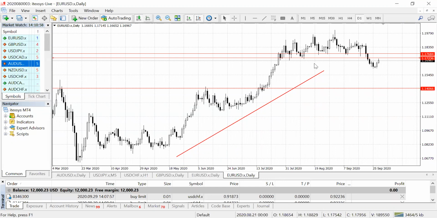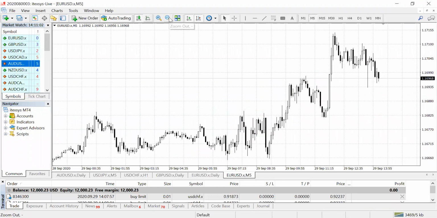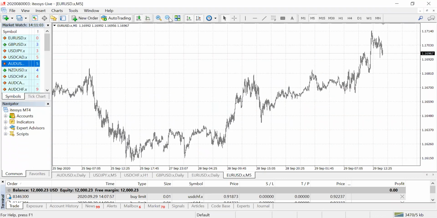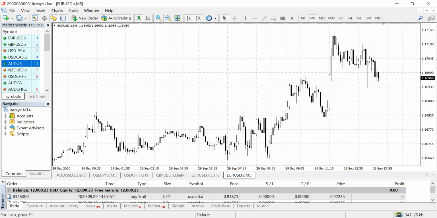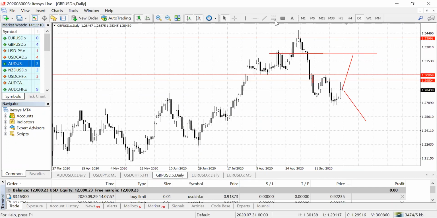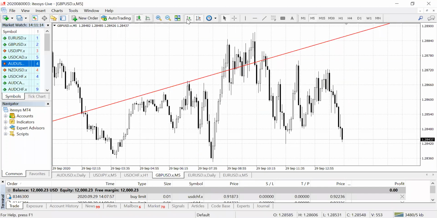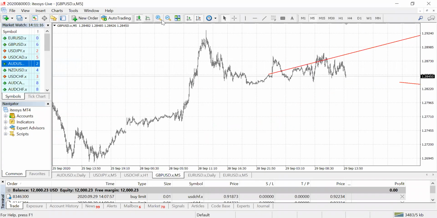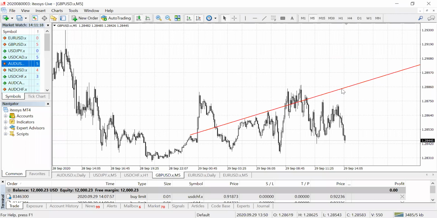Let's zoom in a little bit. Let's go to the 5-minute chart. Let's see if we find something. Okay, let me scan the markets a little bit. 5-minute chart. Okay, the pound dollar on the 5-minute chart.